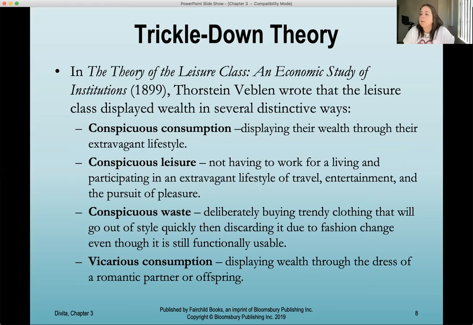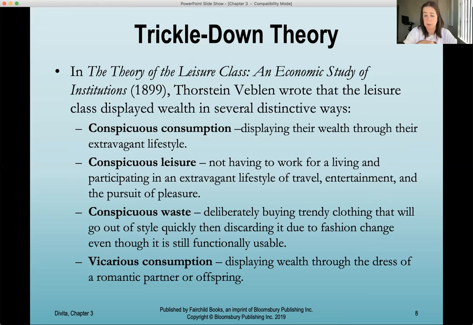Conspicuous waste is deliberately buying trendy clothing that will go out of style quickly and then discarding it due to fashion change, even though it's still functionally usable. This happens all the time. I think it's slowly changing, but how many of us have a birthday celebration or want to go to Vegas and buy specific garments for those events? We use them once or twice, and then we get rid of them because we no longer have use for them, even though we can still use them because they're intact and they're still functional.